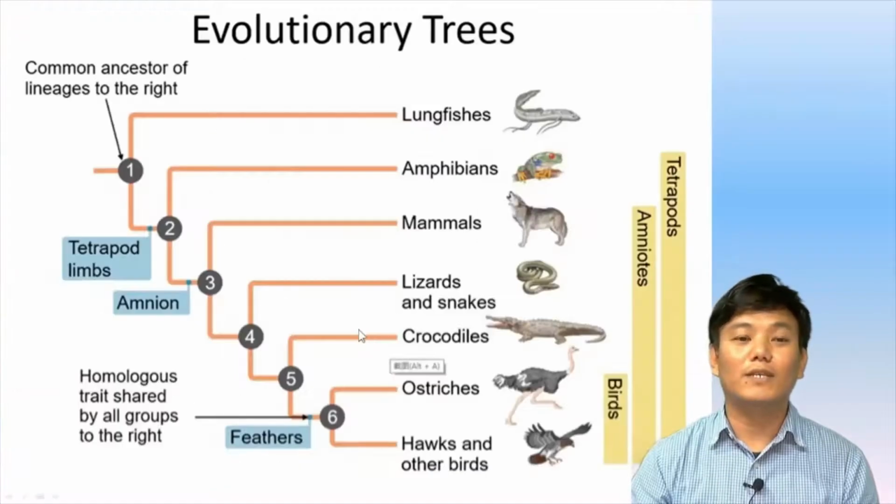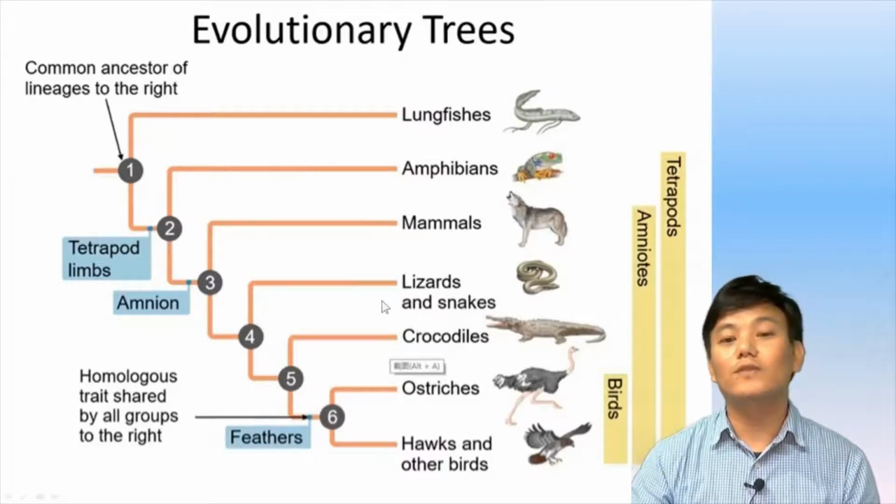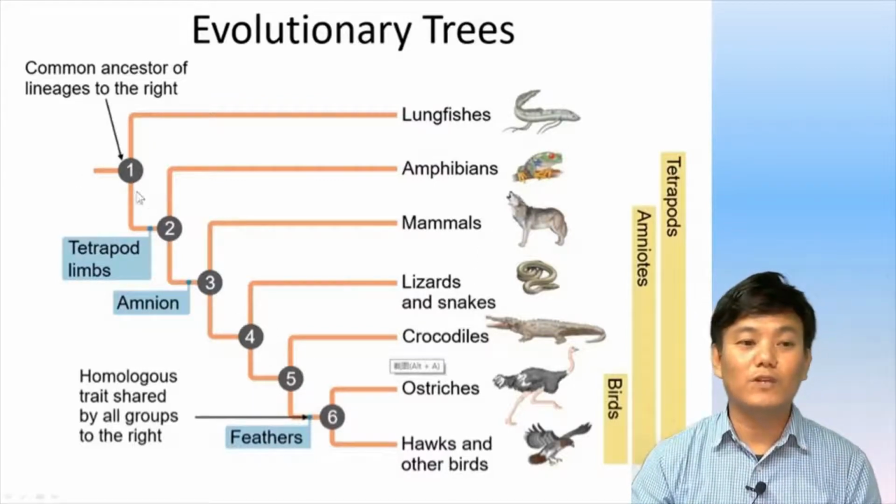Okay, and if you look at this evolutionary tree, all these animal groups over here evolved from one common ancestor over here. But lungfishes took a different path, whereas other animals took a different path. And later on, amphibians took a different path from point 2 onwards, and mammals, lizards, crocodiles, ostriches, and hawks took a different path from point 3 onwards, right? So what do I mean by point 1 and 2? These represent nodes, or the ancestors of a lineage.